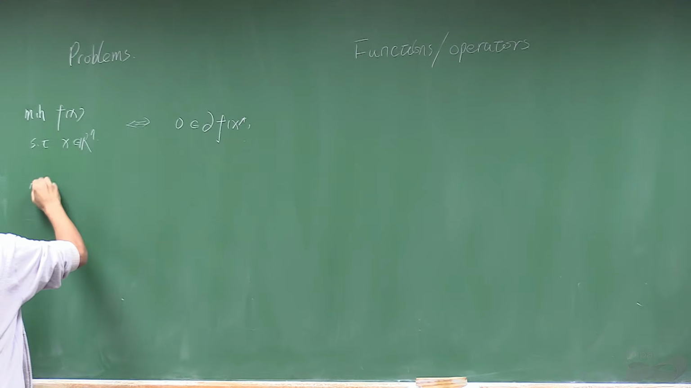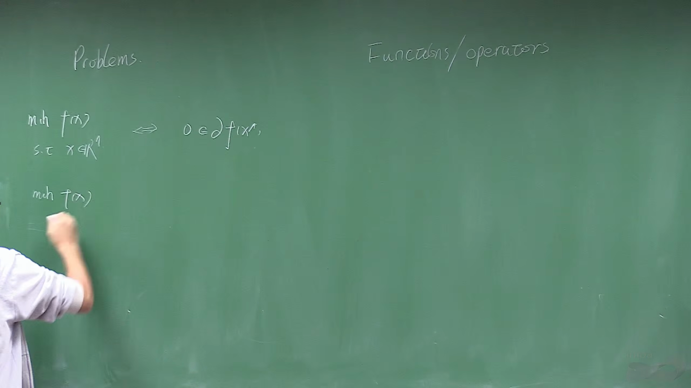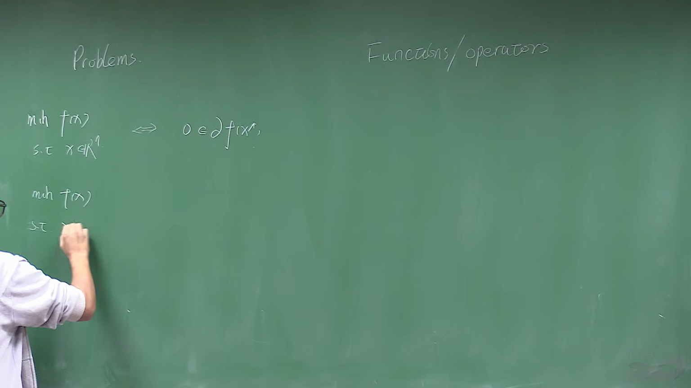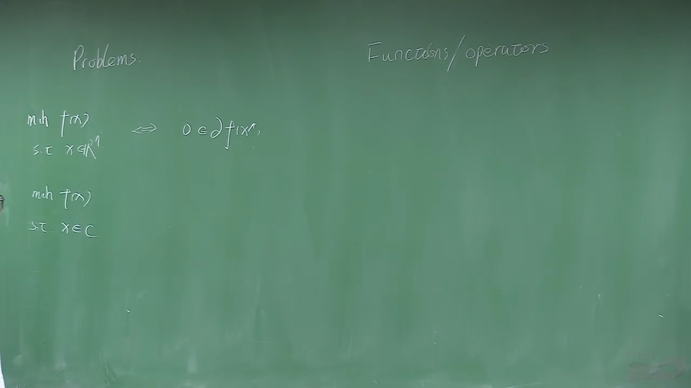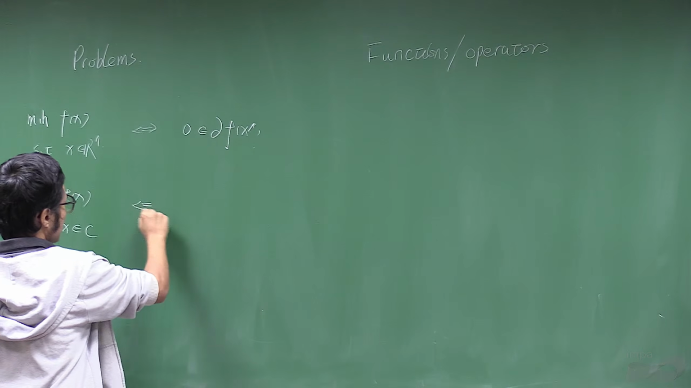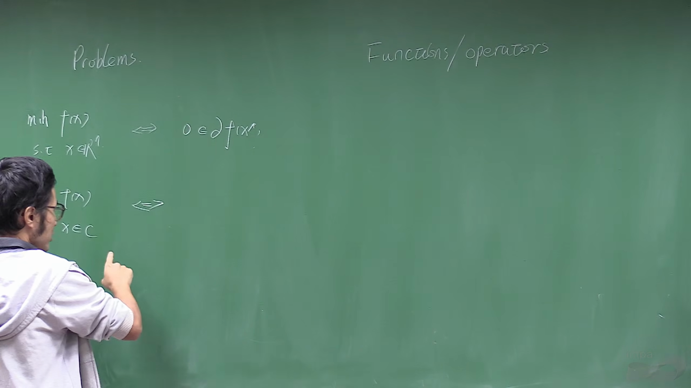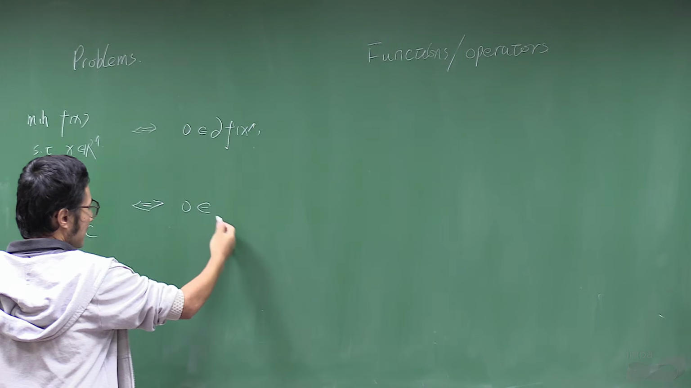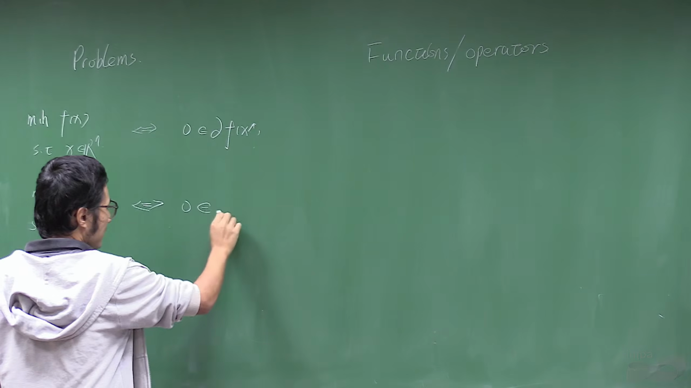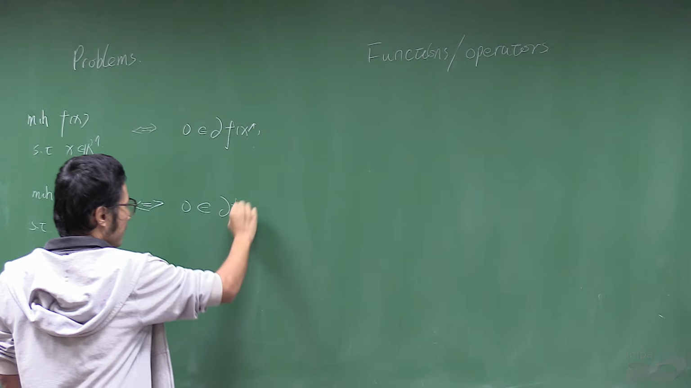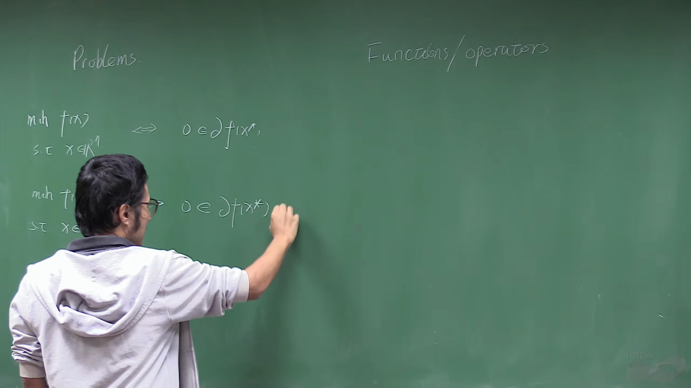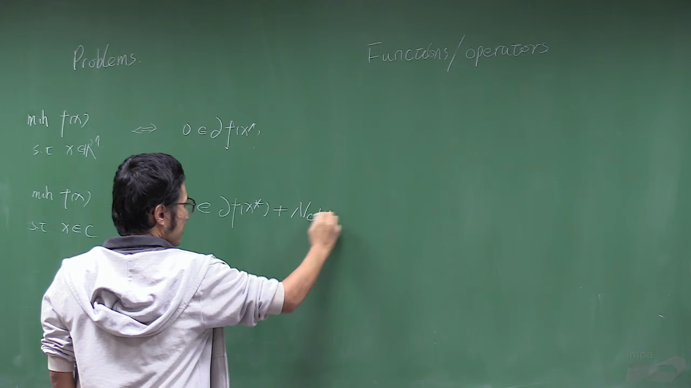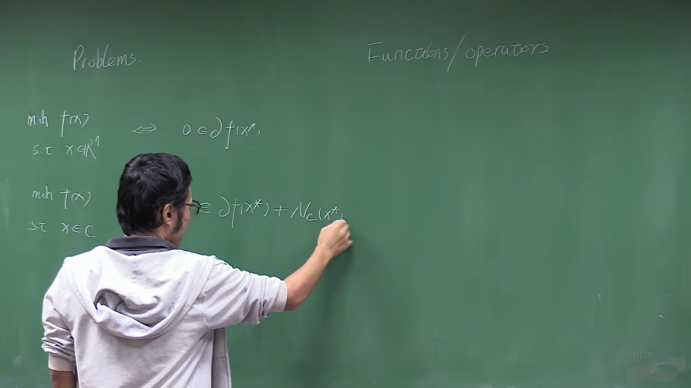We can also have a constrained problem. We want to minimize f(x) such that x belongs to a convex set C, and the optimality condition is we want to find some point x star such that 0 belongs to the subdifferential of f at x star plus the normal cone with respect to C at x star.